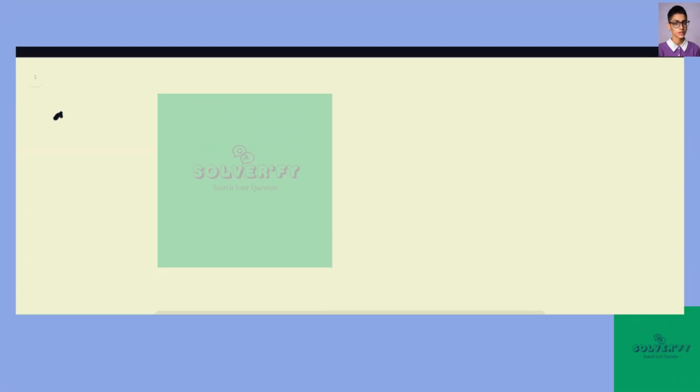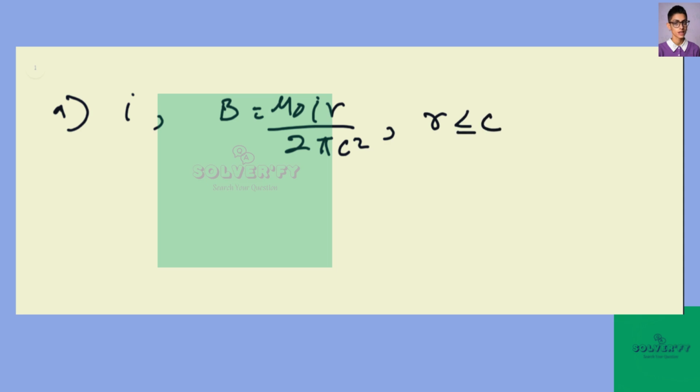For the given problem in part A, we choose I to be positive in the smaller cylinder and negative in the larger one. Then we can write the magnetic field as B equals mu naught I r divided by 2 pi c squared. This is for the case where r is less than or equal to c.